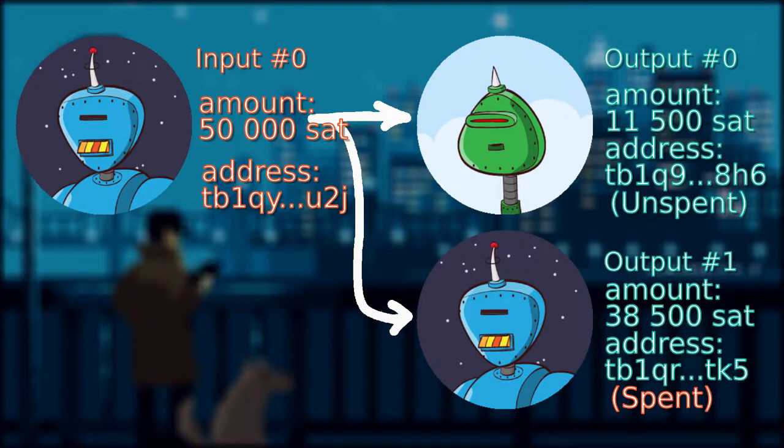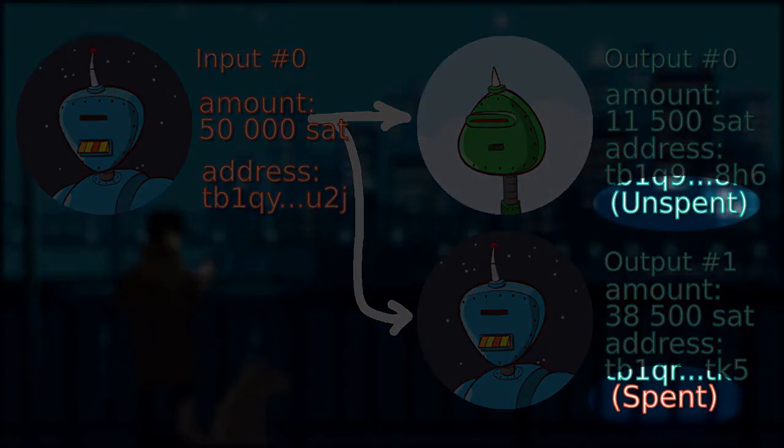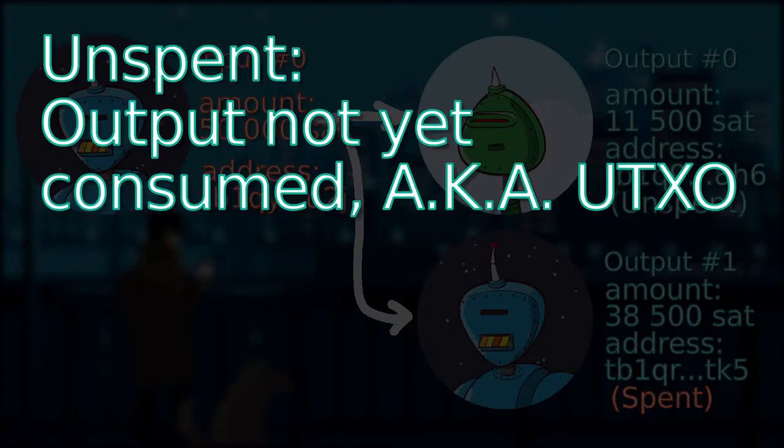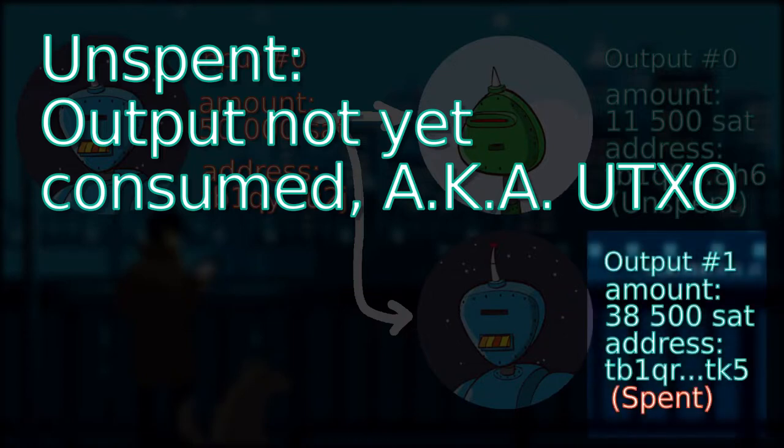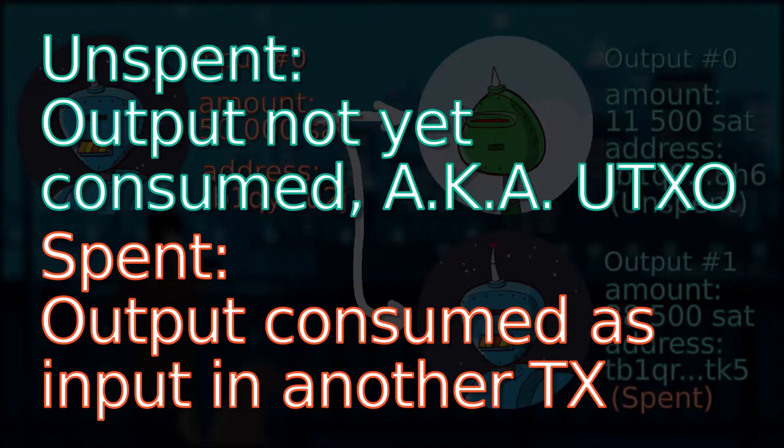You might have noticed that I have added the spent and unspent status of the UTXO in this example transaction. Unspent means that this UTXO has not yet been consumed as an input in another transaction, whereas the change output has the status of spent, meaning that the change Q&A sent back to himself has been used in another transaction.